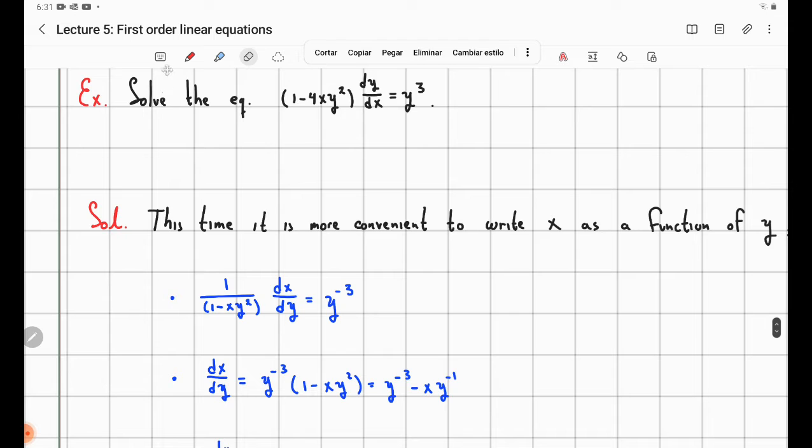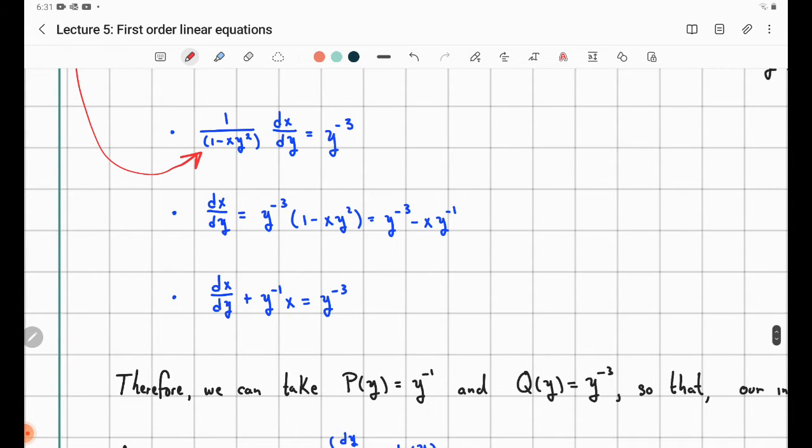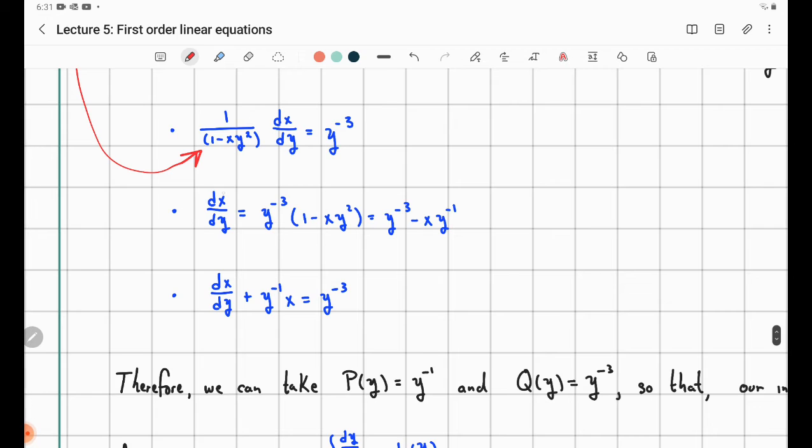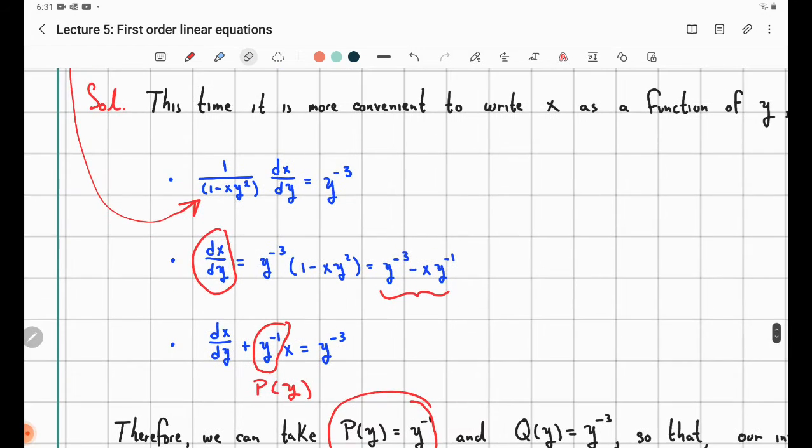So this is the first step. Here you take the inverse on both sides. And if you solve this equation with respect to the derivative of x, dx over dy, then as you can see, this is in fact a linear equation. So now our p is a function of y, and this p is nothing but the inverse of y, after writing correctly the equation.